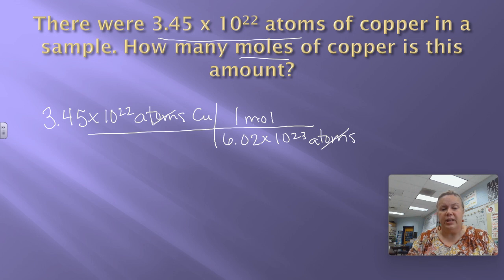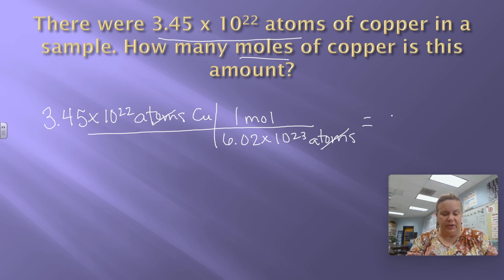So you're always going to find the top and the bottom of these factor label methods are going to be equivalent to each other. Now this time, notice there are ones on top and ones on the bottom. So essentially you're dividing because we take everything across the top, 3.45 times 10 to the 22nd times 1, which is the same, divided by Avogadro's number on the bottom.